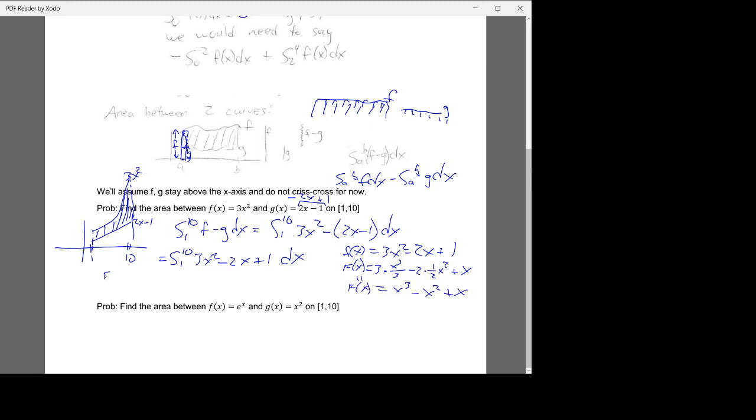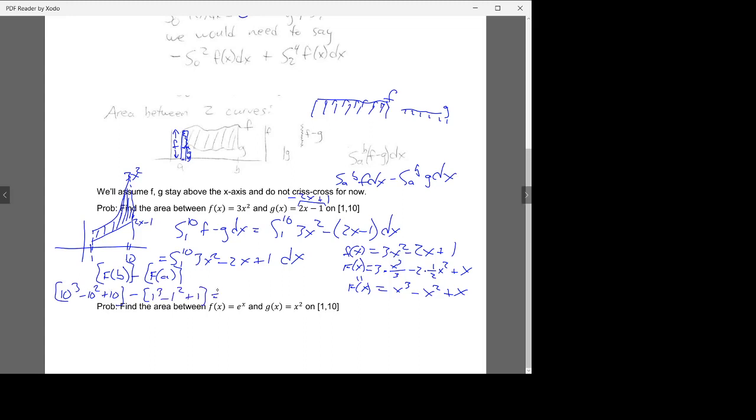So if we want big F of b minus big F of a, we plug in the b, which is 10. So we have 10 cubed minus 10 squared plus 10. That's F of b right there. And then we'll subtract F evaluated at a, which is 1 cubed minus 1 squared plus 1. So we have 1,000 minus 100 plus 10.